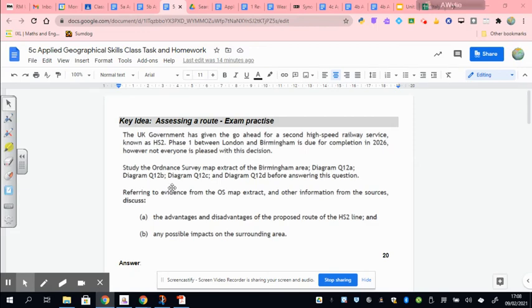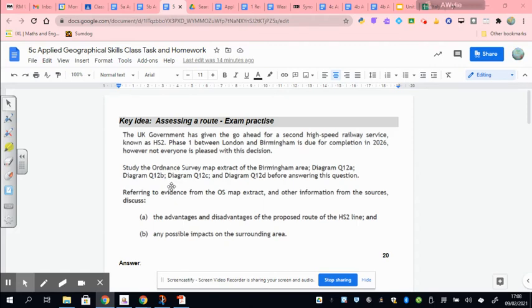Now, as this question is very similar to questions we've already seen on the site of a development, the only real difference is the fact that a route covers a much wider range of areas. So in theory, a route actually gives us a lot more that we could possibly discuss when we come to writing our answers.